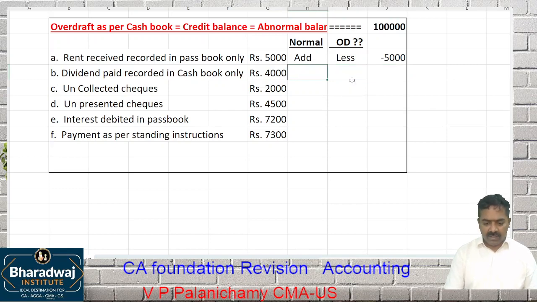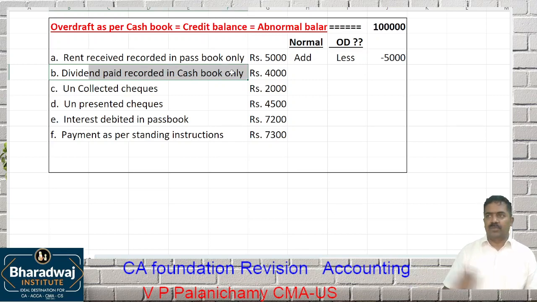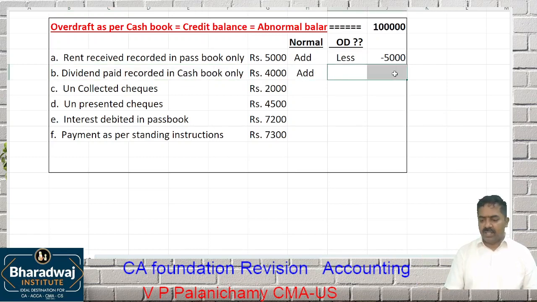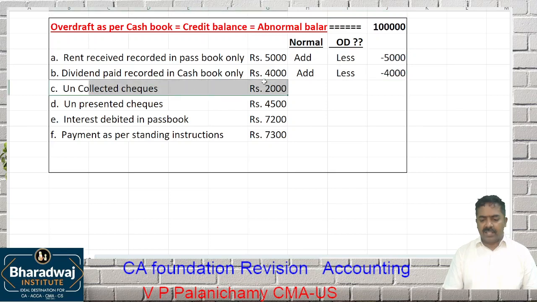Once again repeat. Is it dividend paid or received? Paid. Money gone out. Recorded in cash book only. In cash book we reduced. Passbook have they reduced? No. What we should do? Add it back. But since it's an OD starting point, do the opposite. So think in the normal way. Just change the sign.